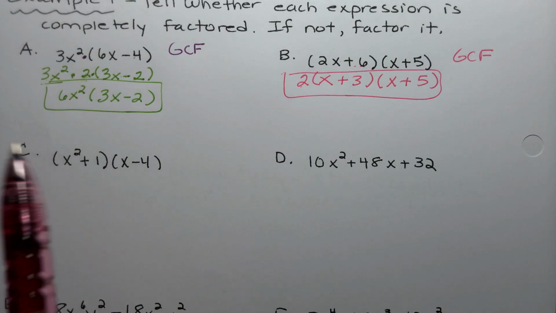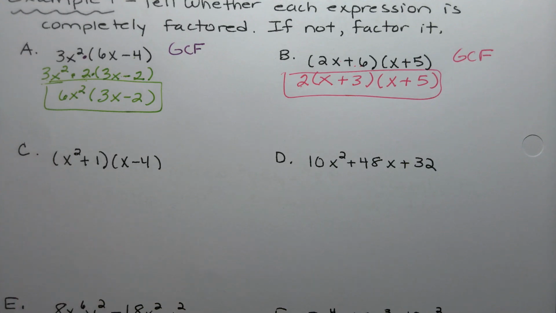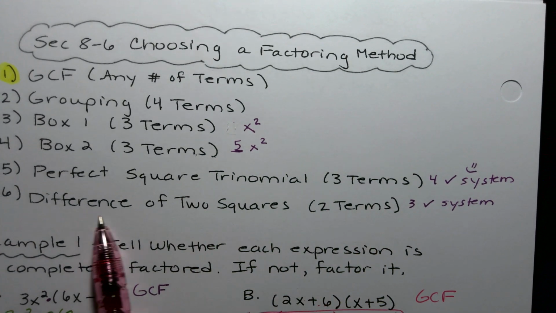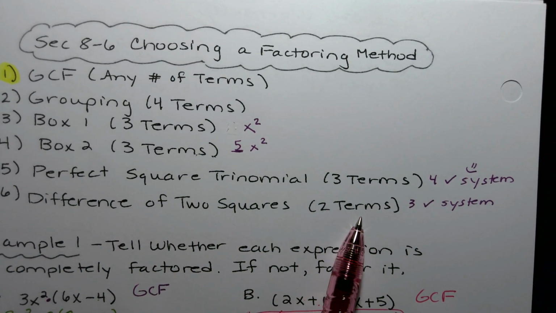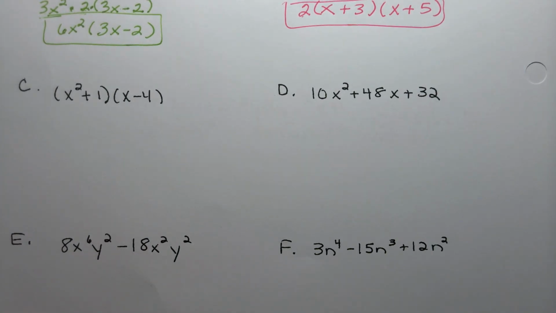No, it's not because of that, right? That's an addition. That's a sum of two squares. That's not a difference, so we can't use that. And there's no other factoring technique that uses two terms other than difference of two squares. So GCF or difference of two squares are the only things I need to check there.